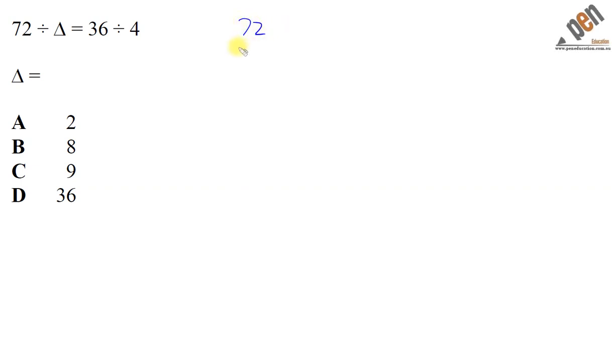So 72 over 4 is equal to, sorry, that's not a 4, that should be a triangle. So 72 over triangle is equal to 36 over 4. You'll notice that the equation is exactly the same. Instead of writing division, we've just written things as fractions.